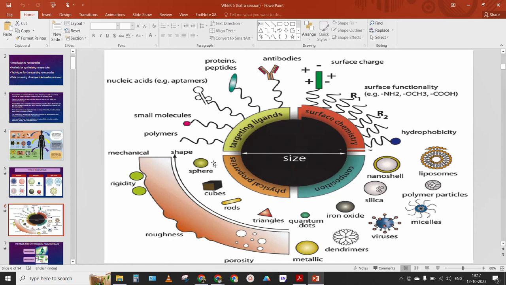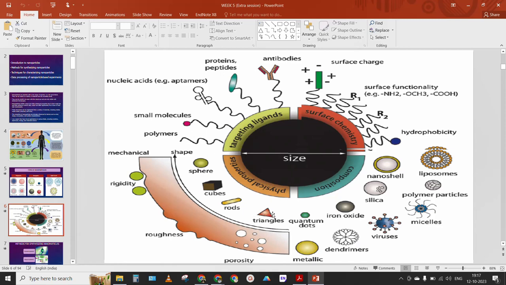Then surface chemistry. Nanoparticles are basically visible due to the surface charge properties, its surface functionality. If you have nanoparticles which have surface moieties like amino acid, carboxylic acid, then the surface chemistry of nanoparticles can be changed. Then its hydrophobicity and hydrophilicity can be changed as per our requirements. Then composition, we can compose the nanoparticles in forms like nanoshells, silica, micelles, viruses, dendrimers and metallic forms.